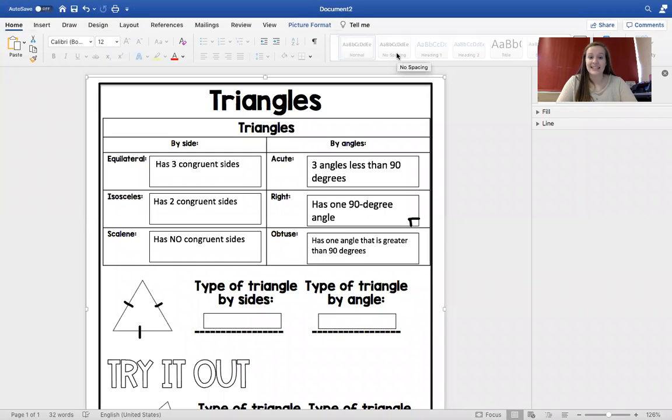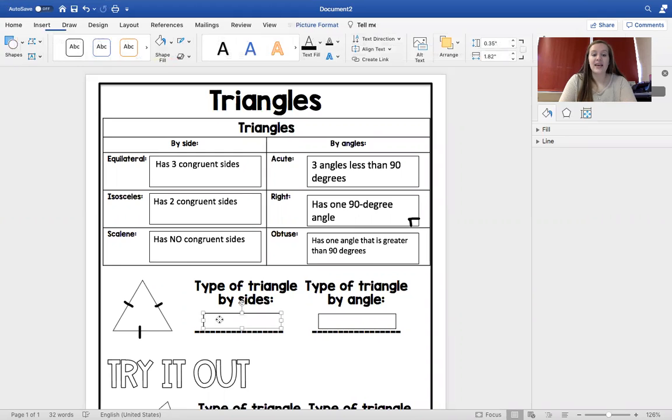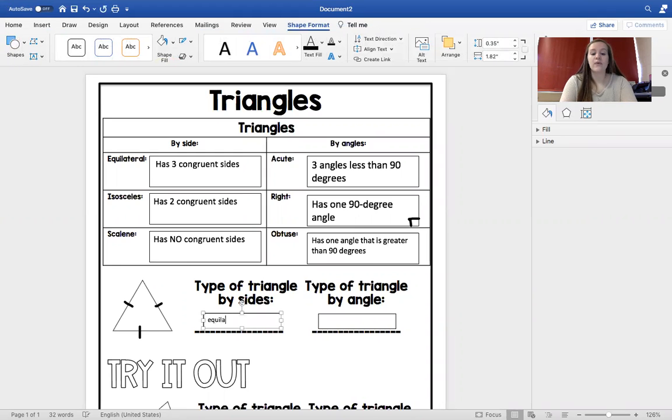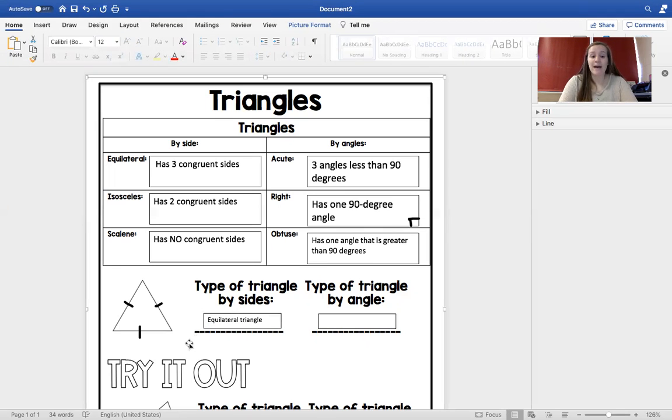Now let's practice with this triangle that you see right here on the screen, and then you're going to practice on your assignment, okay? Our type of triangle by sides. That means we're going to look at our by side and decide what type of triangle is this. Well, those one lines tell me that all three of my sides are equal. So I know that this is an equilateral triangle. And that is by side. But now I need to identify it by the angle.